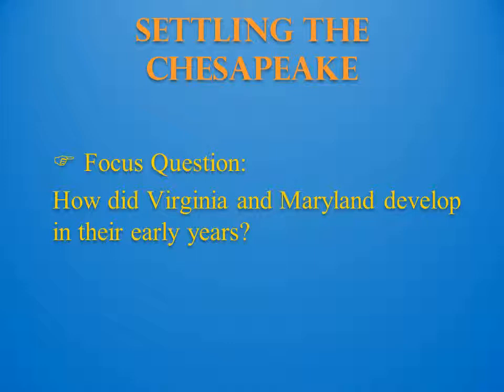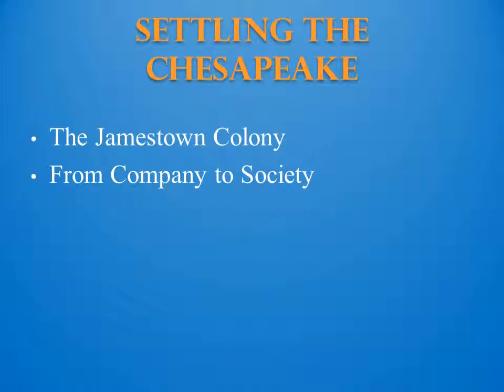Now, for this next section, we're looking at Virginia and Maryland and how they developed early on, what the development was like in their early years. The Jamestown colony was the first permanent English settlement in the New World. This was founded in 1607 by the private Virginia Company.